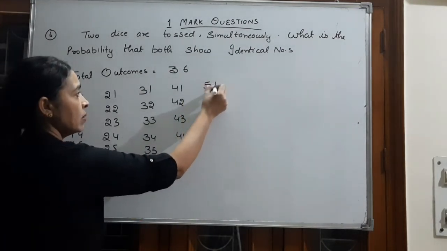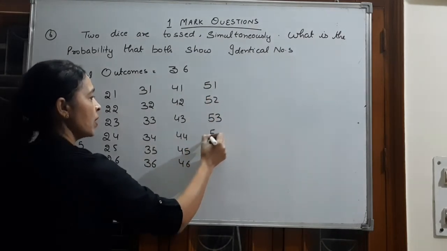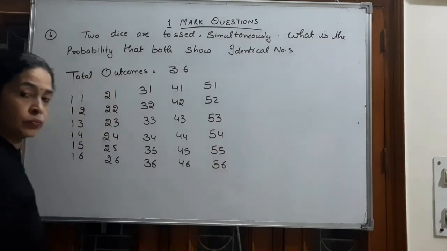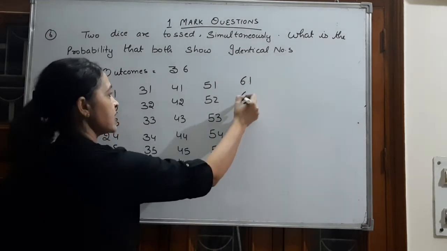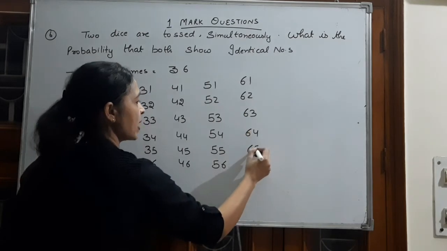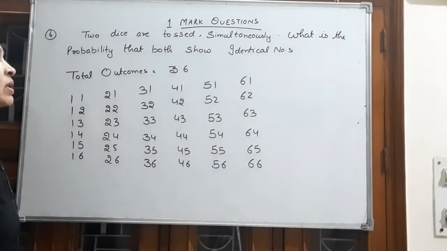5 on first die: 5 1, 5 2, 5 3, 5 4, 5 5 and 5 6. Or 6 on first die: 6 1, 6 2, 6 3, 6 4, 6 5 and 6 6. We get 36 total outcomes.